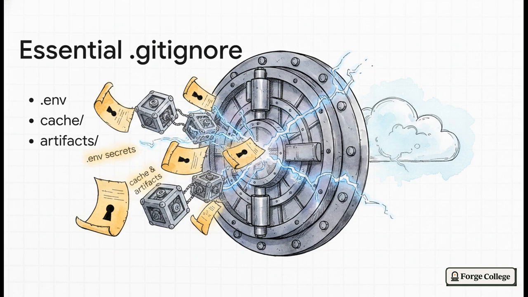Your .gitignore file absolutely must include .env. It is the single most effective way to prevent the most common type of accidental secret leak. And hey, while you're at it, make sure to ignore your cache and artifacts folders too, just to keep your repository nice and clean of those heavy compiled build files.